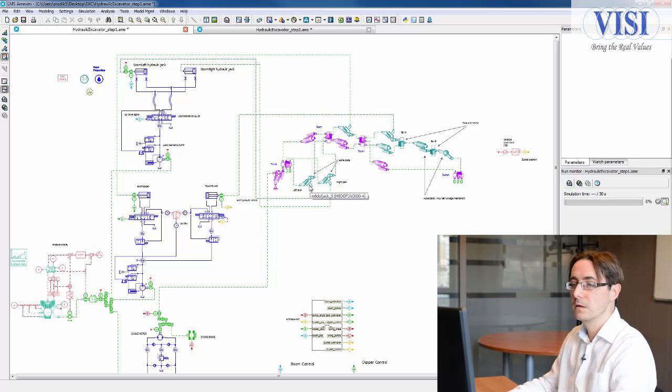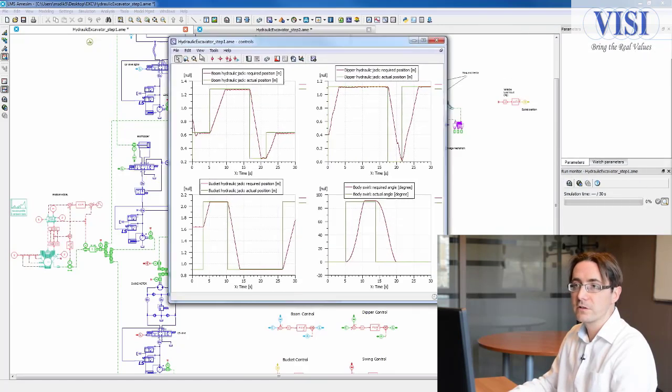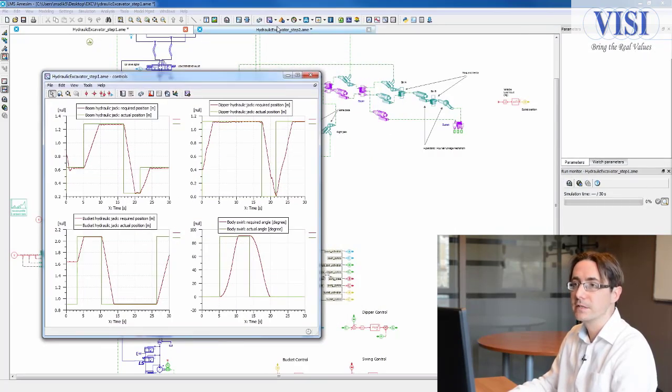In order to simulate the working scenario, we use the state chart functionality of LMS MSIM. The state chart functionality will define the different steps of the working cycle, and the working cycle will be the traditional JCMAS cycle that is used for regulation. So, some results of the simulation. Here we have access to the displacement of the actuators, the hydraulic jacks for the boom, the dipper and the bucket, and also the swing angle.